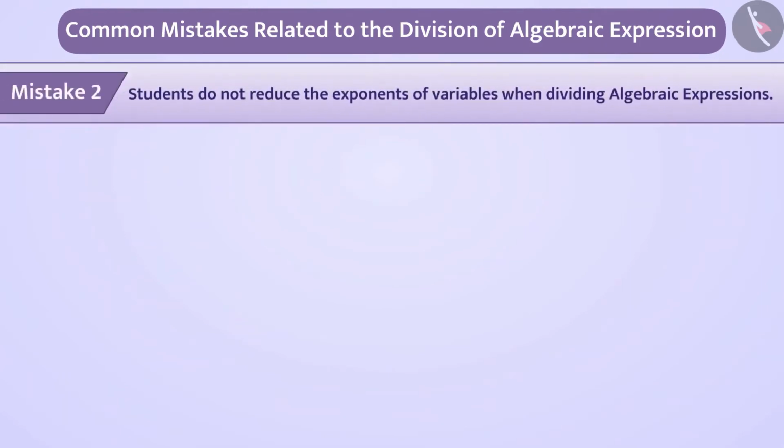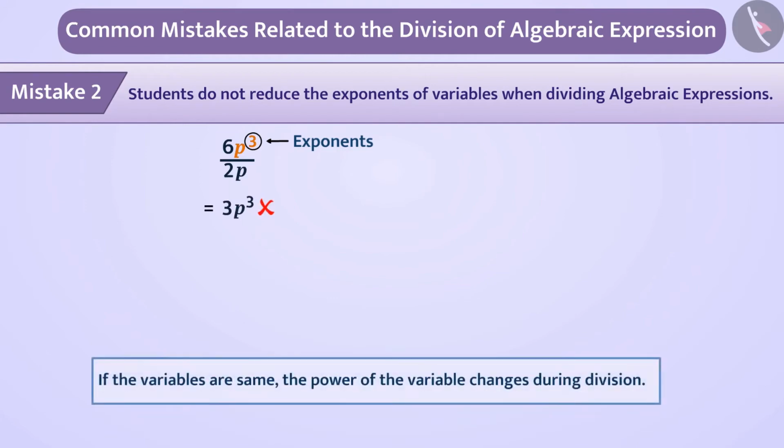Mistake 2. Students do not reduce the exponents of the variables when dividing algebraic expressions. If children are asked to simplify 6p cube divided by 2p, some children ignore the exponents of the variables and write the variable in the numerator and its power as such. This gives them the wrong answer 3p cube. If the variables are same, the power of the variable changes during division.